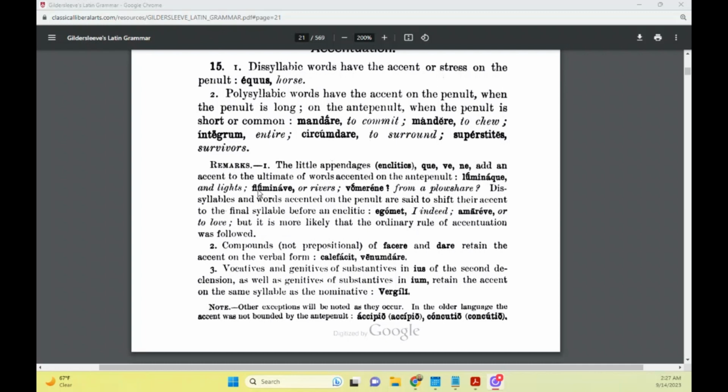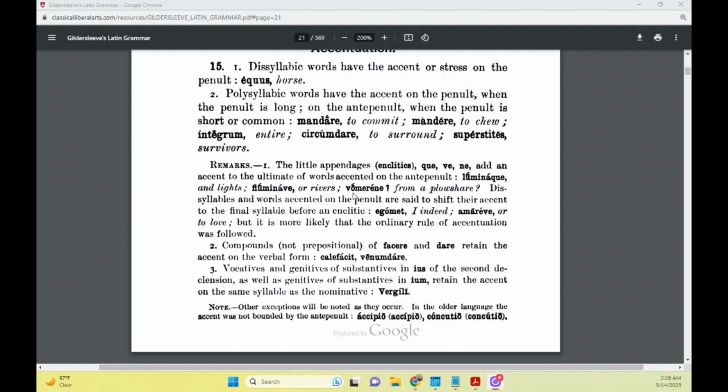Here we have another example. We have the word flumina, flumina. Normally the accent would be on the antepenult, flumina. But we add this enclitic ve, or we in classical Latin, and that causes us to add an accent to the last syllable of that word. So flumina, flumina, but with the enclitic added is fluminave, fluminawe. So you can hear how we add that extra accent.